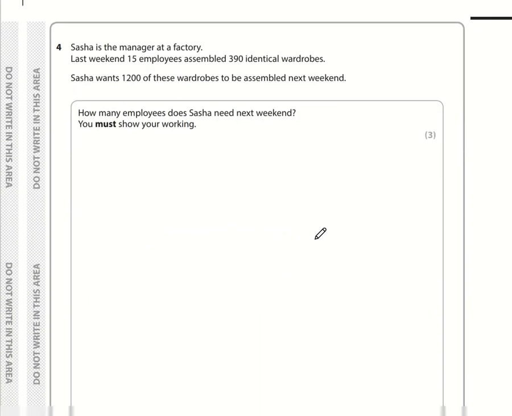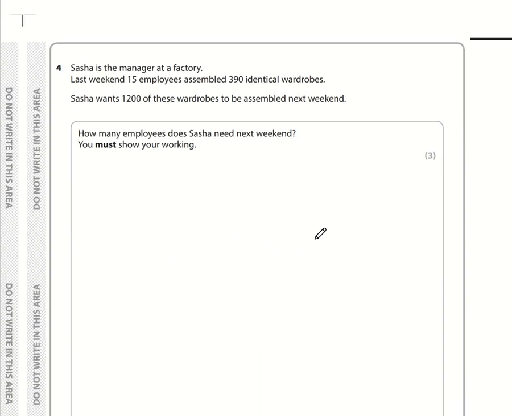So question number 4, Sasha is the manager at a factory. Last weekend, 15 employees assembled 390 identical wardrobes. Sasha wants 1,200 of these wardrobes to be assembled next weekend. So how many employees will she need? Okay, so we know that 15 employees, I'll put E for employees, equals 390 wardrobes. And we want 1,200 wardrobes.